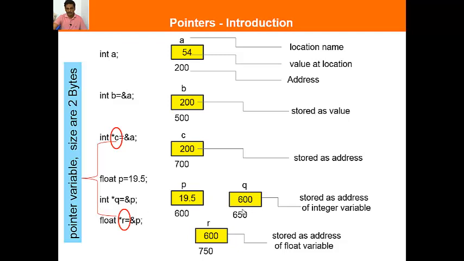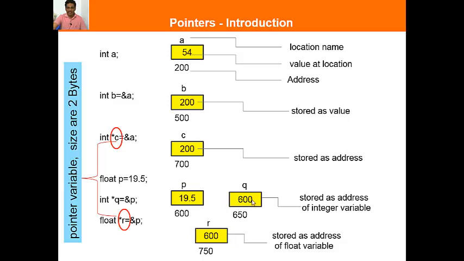But it is a pointer variable. Here we assign the address &p. p is an ordinary variable, and the address of p is 600. That 600 is assigned here as an address. But q is an integer pointer variable, and p is a float variable. The integer pointer variable q has 2 bytes, and it can store only integer addresses. If we try to assign a float variable's address into an integer pointer variable, that 600 is converted into an integer address, not a float address.